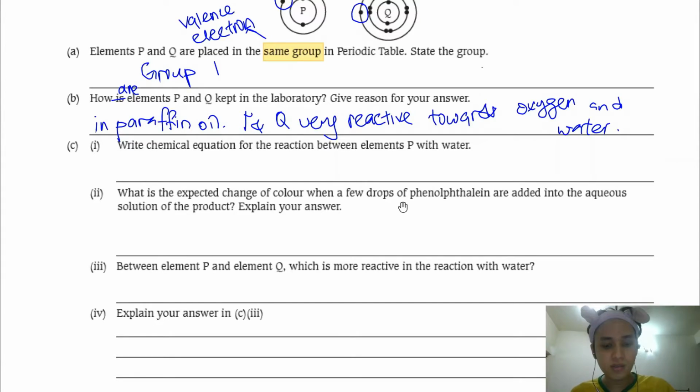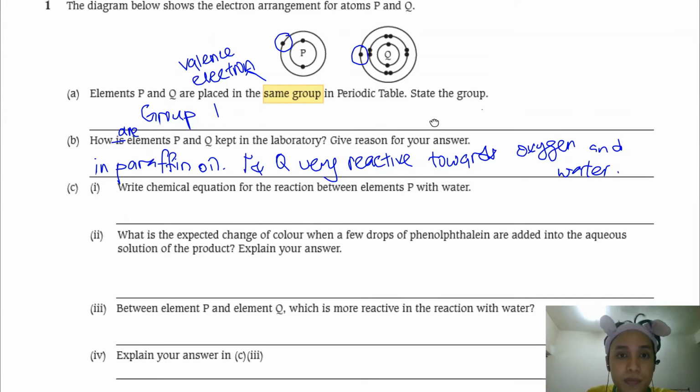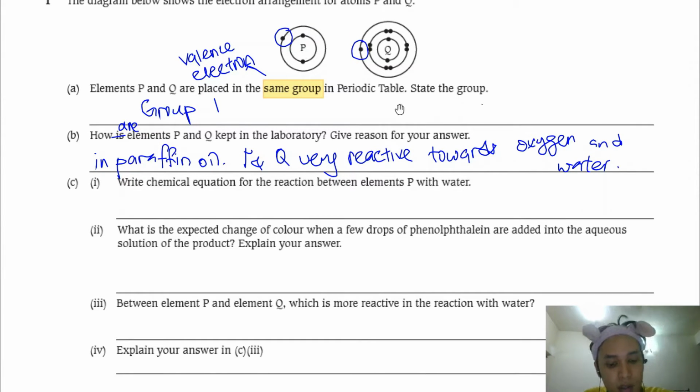Write the chemical equation between P and water. So this one is a reaction between a group 1 element and water. Remember, you're going to get alkali and hydrogen gas. You need to remember this. So how can I write the chemical equation? First things first, here they put P, so I just follow what is given here.